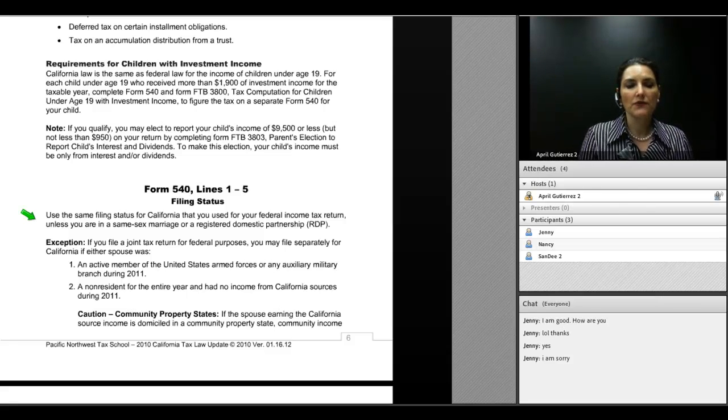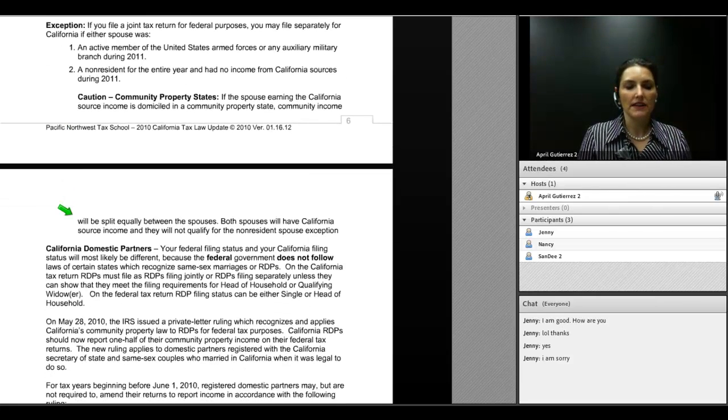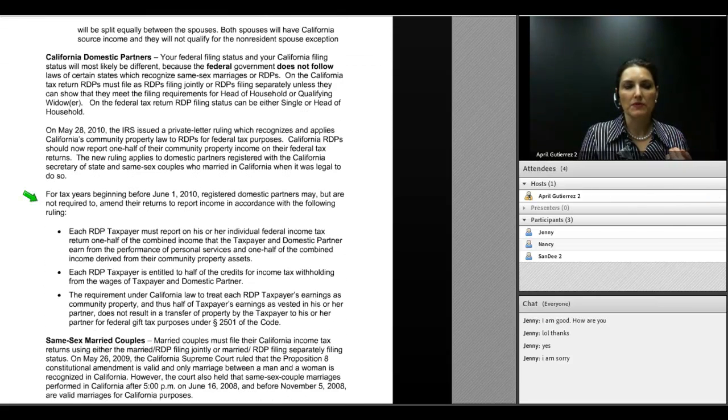And here they are. If you file a joint return for federal purposes, you may file separately for California if either spouse was an active member of the United States Armed Forces or auxiliary military branch during 2011, or a non-resident for the entire year and had no income from California sources during 2011. But there is a caution here. If the spouse earning the California income is domiciled in a community property state, community income will be split equally between the spouses. And both spouses will have California source income, and they will not qualify for that non-resident exception. So that's the situation where either one spouse or both spouses are in the military, or you have at least one spouse being a full-year non-resident.